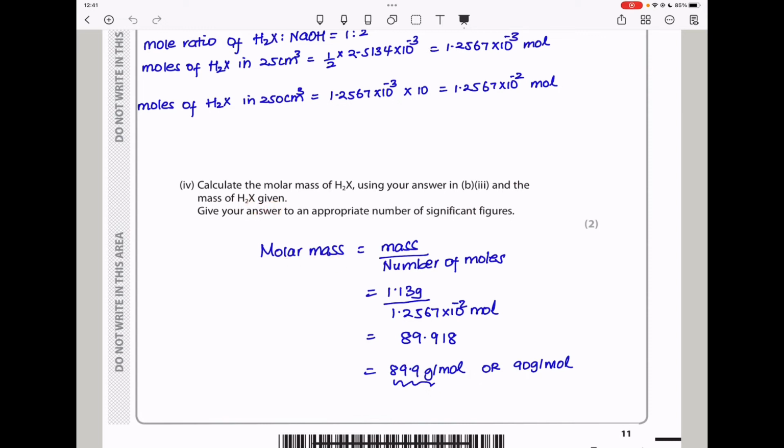We know that molar mass should be mass divided by the number of moles. Since I have the mass, which is 1.13 grams, and I have the number of moles, which is 1.2567 times 10 power negative 2, I divided and got 89.9 gram per mole, or you could round off to call it 90 gram per mole.